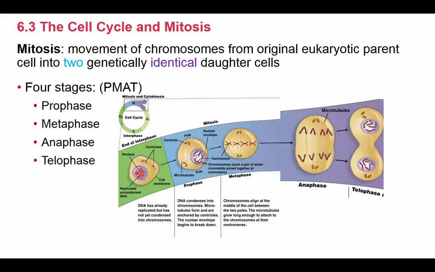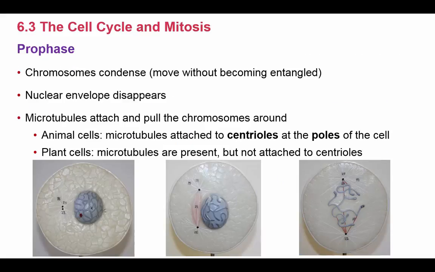Now, if you flip over in your book, pages 114 and 115, you will see the four major phases of mitosis. We collectively call it PMAT: P for prophase, M for metaphase, A for anaphase, and T for telophase. So what we want to do is go through these four stages and get an idea of what's going on in the cell. When the cell has completed interphase, it then moves into prophase, which is the first stage of mitosis.